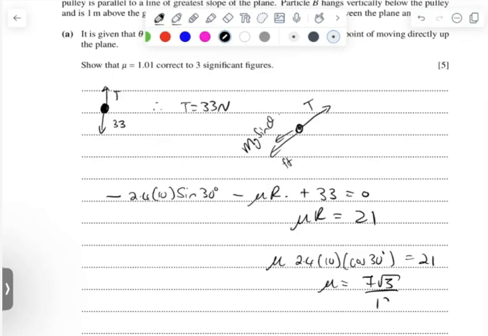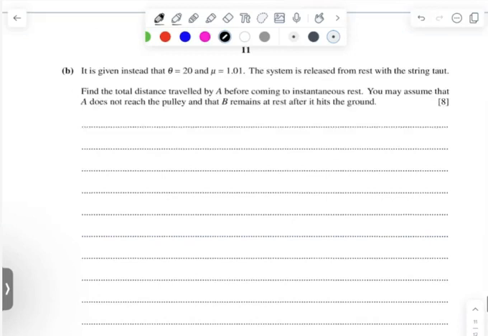7 root 3 over 12, which is thankfully 1.01. No units. Okay, so we have been able to show the correct mu, which is always a nice feeling. Okay, next. It is given instead that the angle is 20. So it's lowering a bit, so this particle is now going to move. And that mu is 1.01.